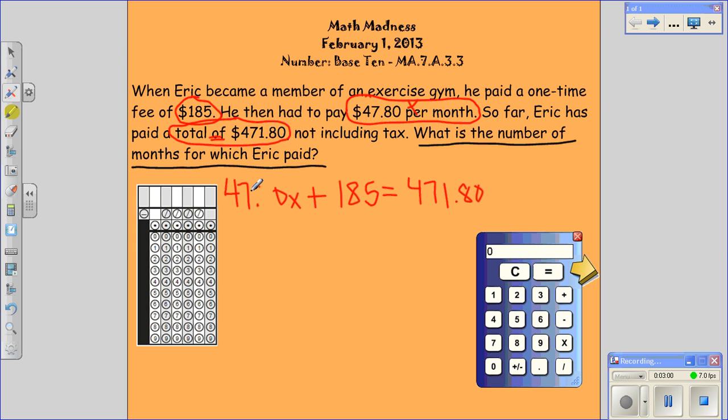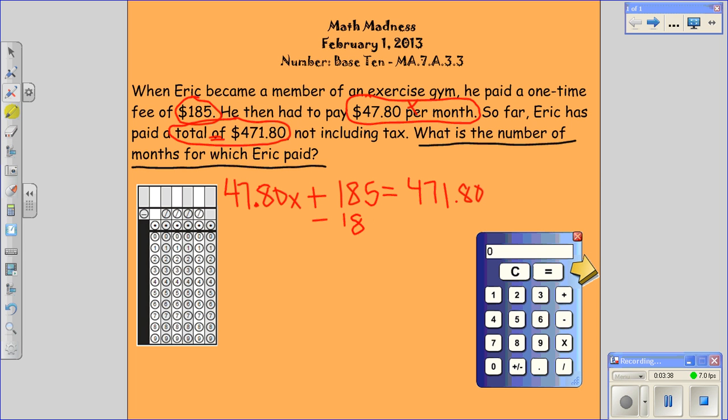And you all know that to solve an equation, you use inverse operation. In other words, the opposite of the operation. Since this is a two-step equation, you're going to solve it in 2 steps. The first step is to undo addition or subtraction. Right here we're adding $185. So the opposite of adding $185 is, I hope you said it, subtracting. Subtracting $185. And we're going to do that on both sides.